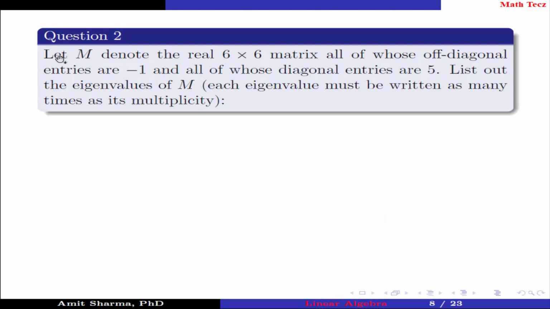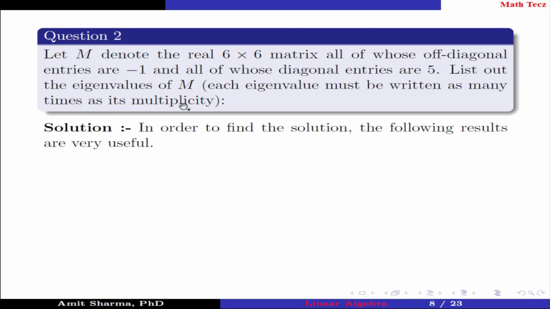Question number 2. Let M denote the real 6 cross 6 matrix, all of whose off-diagonal entries are minus 1 and all of whose diagonal entries are 5. List out the eigenvalues of M. Each eigenvalue must be written as many times as its multiplicity.